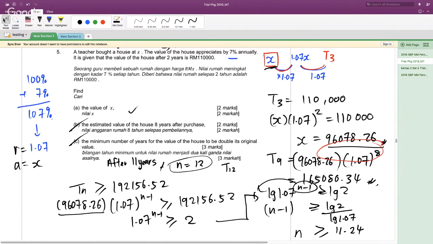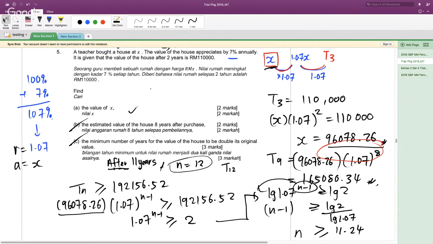Okay, if you don't write the word "after," you can actually straight away write the minimum number of years. You can write 12 years. I guess both are correct because here the marking scheme says "after 11 years." I find it a little bit confusing, but I can understand what the question is trying to say.